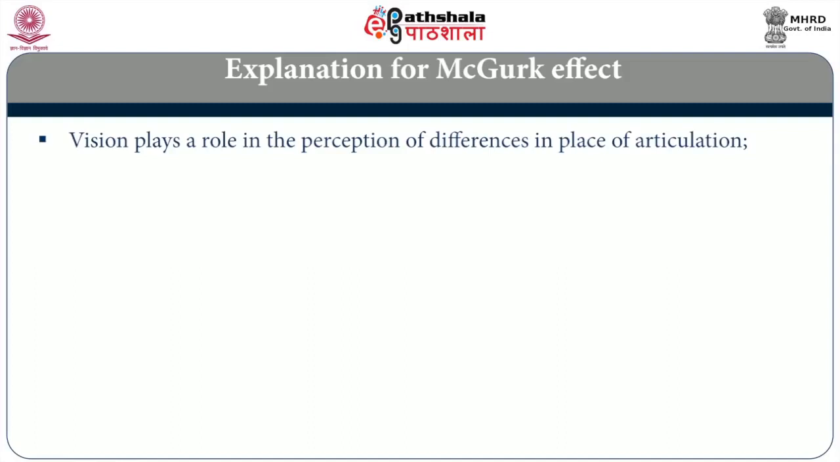Vision plays a role in the perception of differences in place of articulation. Audible speech is needed for differentiating voiced from voiceless. If I say pa, ba, you can't tell anything from the lips. You have to hear it. Audition plays a greater role in differentiating voicing. Vision plays a greater role in differentiating place of articulation.